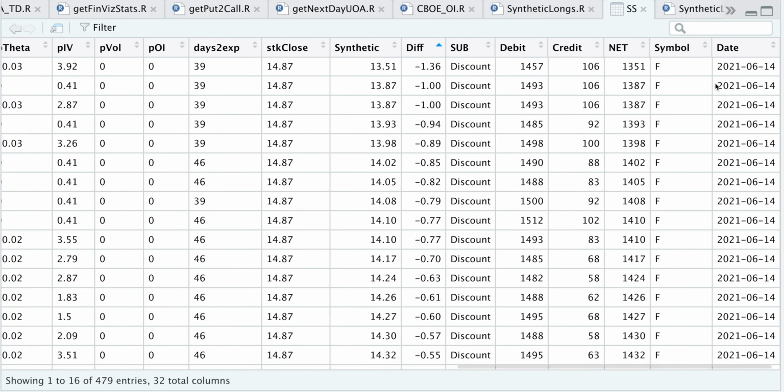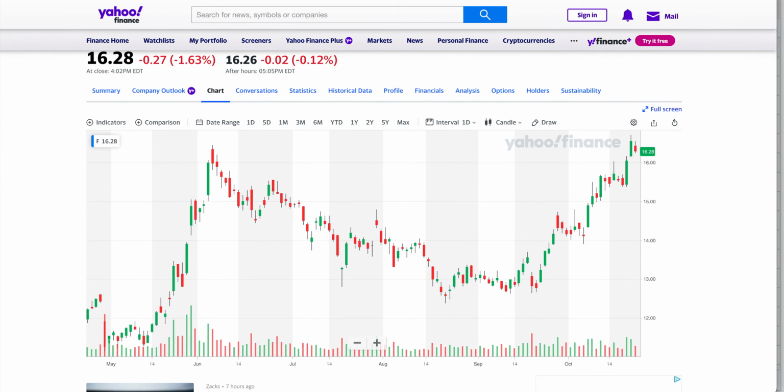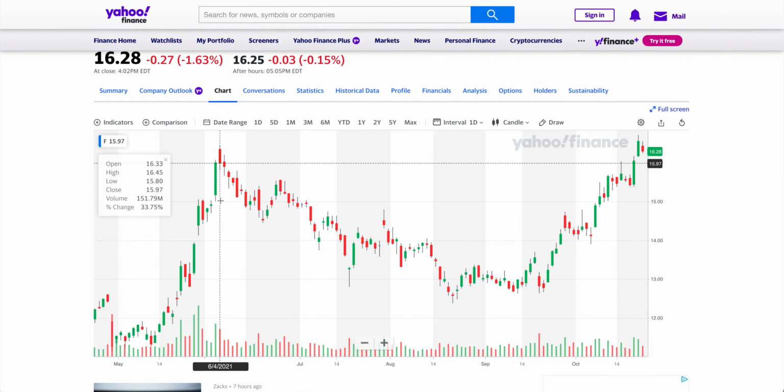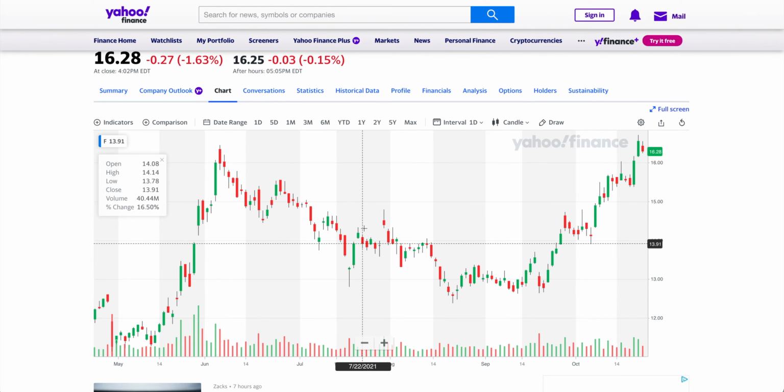So the date is actually 6/14, so that's when we would have bought, and we need to hold that until expiration, which is 7/23. But if we take a look at the stock chart, so this is Ford, we would have bought at 6/14, which is in here, and sold at 7/23, which is this price here. So we see that the stock actually declined during the length of time we actually held these options. So let's take a look at our next function.